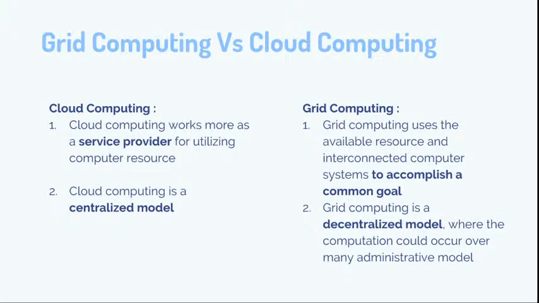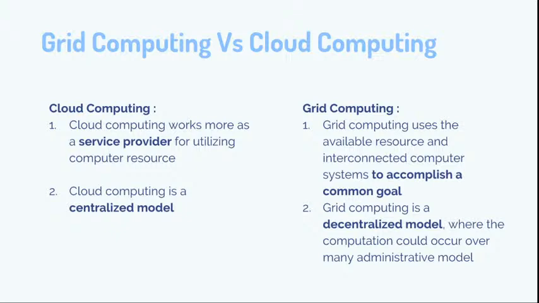A decentralized model is like blockchain technology, which is based on a decentralized model only. Grid computing is also a decentralized model. The centralized model has some disadvantages: if the master server goes down, we can't do any other activities.